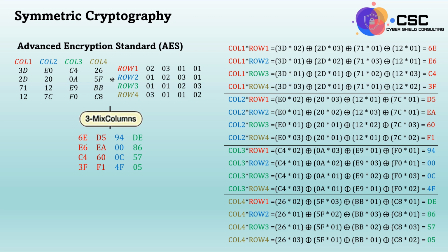With mix columns, Advanced Encryption Standard achieves better diffusion, making it resilient against cryptanalysis. This transformation, combined with the shift rows and sub bytes steps, ensures that each byte of the ciphertext is dependent on multiple bytes of the plain text.